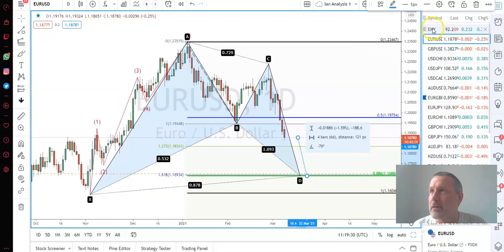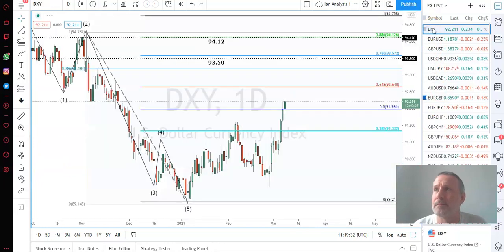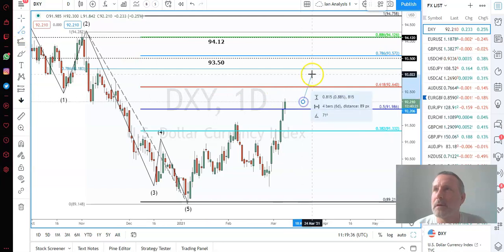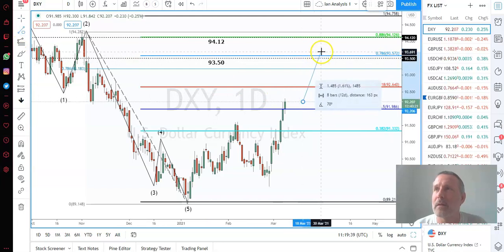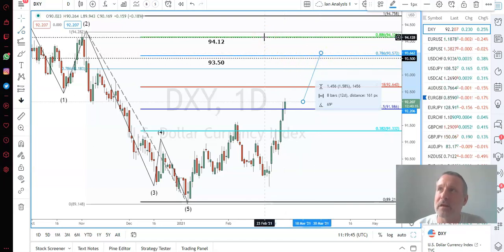Let's go back to the dollar index. Let's use the info line. Where do we get 1.6%? So we get 1.6% just in between the 88.6% pullback and 78.6% pullback. So again, this area for the dollar index is looking very prime for a reversal.